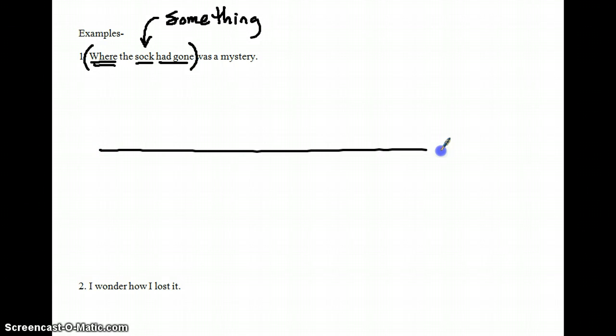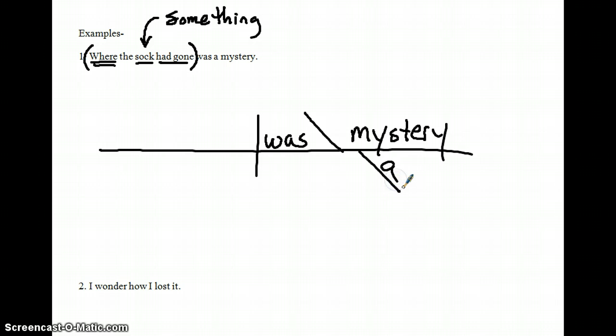So I'm going to draw a horizontal line, okay? I'm going to start with the predicate because that's the easy part. Was, that's our state of being verb or linking verb. So I know here comes a complement. In this case, the complement is a noun, so it's a predicate nominative, right? So something was a mystery. What was this something? I diagram it on a pedestal.